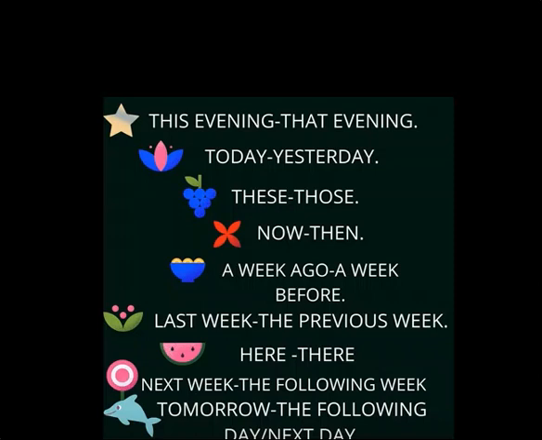Here changes into there. Next week changes into the following week. Tomorrow changes into the following day or next day. In order to recall them, you have to read them regularly, so it could be easy for you to write them when you convert a sentence from direct speech to indirect speech.